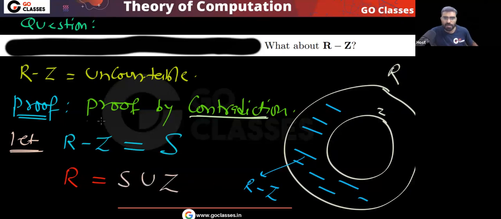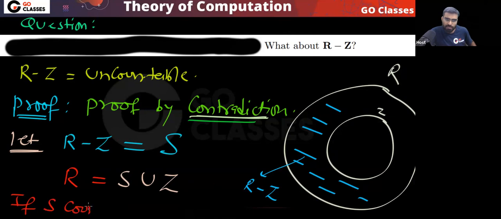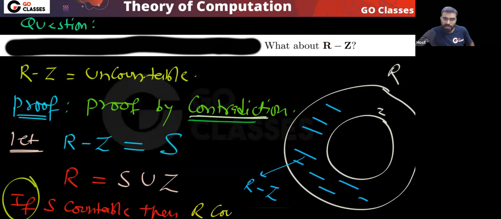S union Z. Now prove by contradiction. If S is countable, then R will be countable. Yes or no? If this S is countable, then what will happen? Tell me. Then R is countable, and that is a contradiction or not? Let me know. You are getting this.